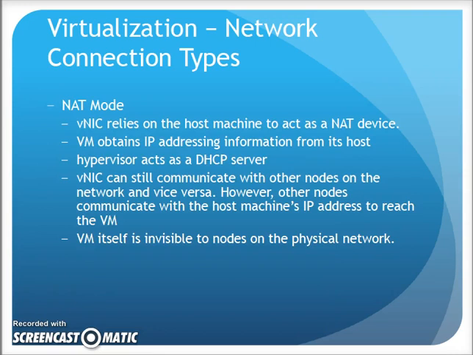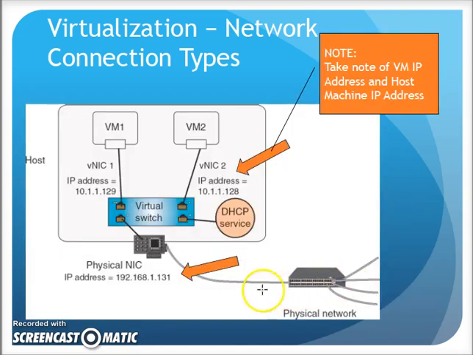With NAT mode for my VNIC, what's going to happen is the actual host machine is going to NAT whatever IP it gets and turn around and give me an IP address from its own DHCP server. So if I take a look, here I have the network. Here's the actual NIC on the machine attached to the network. It's getting a 192.168.1.131. With NAT mode on my VNIC, what happens is, inside here the hypervisor itself has its own DHCP service, and it hands these virtual machines a NATed address, in this case a 10.1.1.129, 10.1.1.128. So it has NATed the 192 and turned around and created its own DHCP service and hands those NATed IP addresses out to the virtual machines.